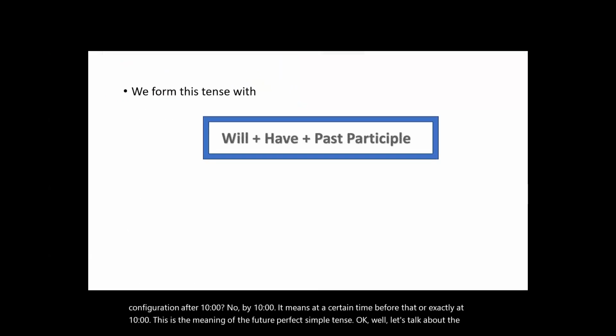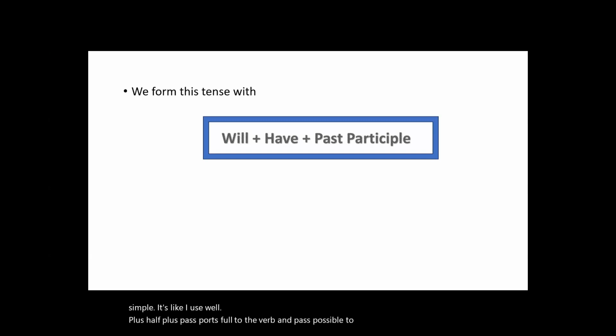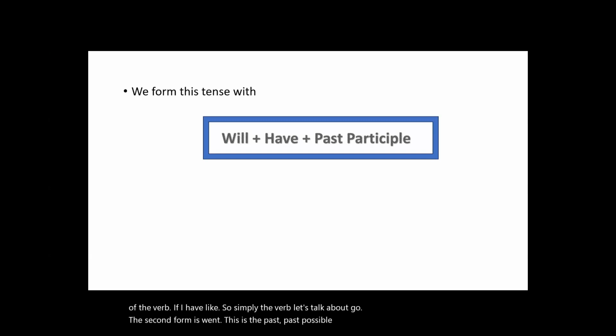Okay, well, let's talk about the form. The form is very simple. I use will plus have plus the past participle of the verb, and you know the past participle of the verb means the third form of the verb. Let's take the verb go. The second form is went, and the past participle, the third one, is gone. Okay, so we will work with the third form of the verb, or the past participle.